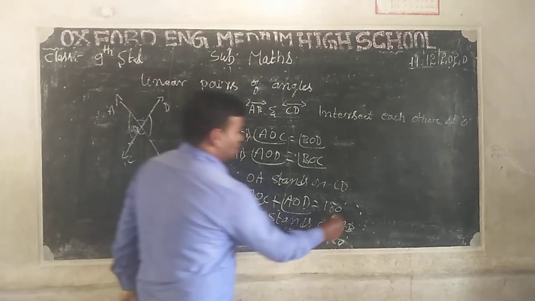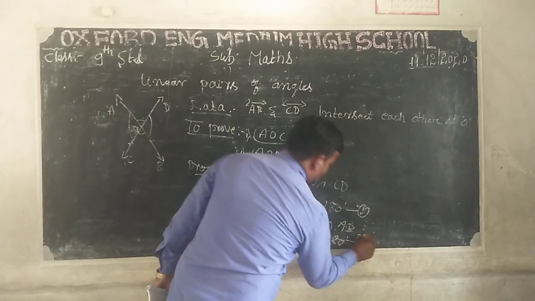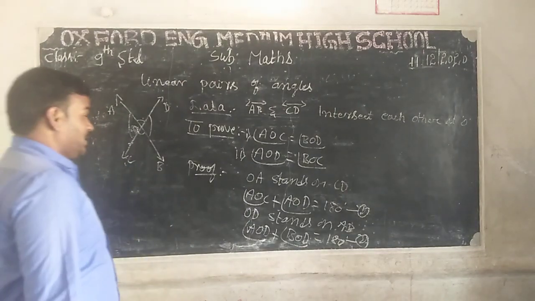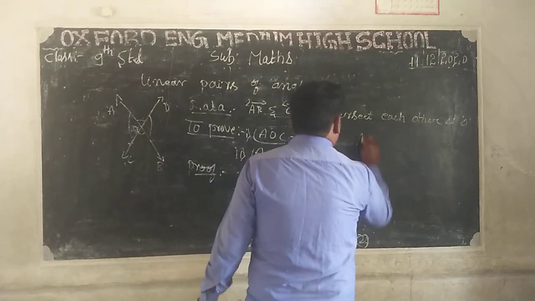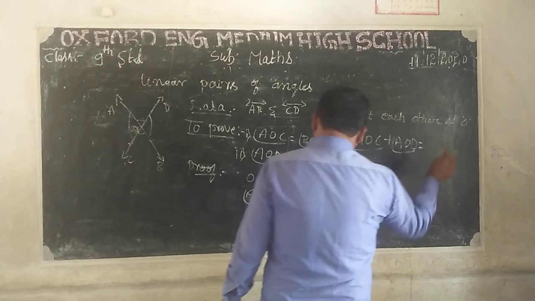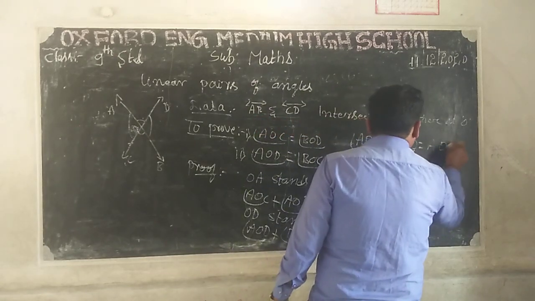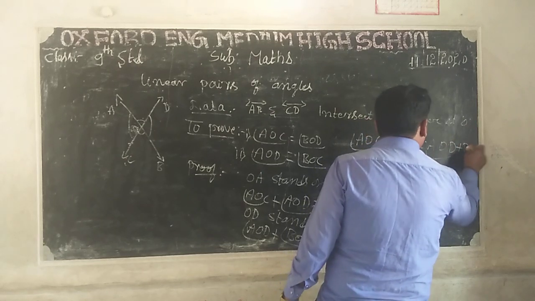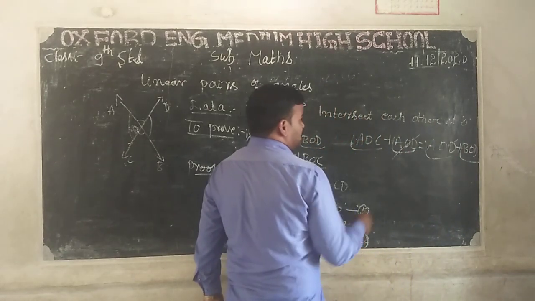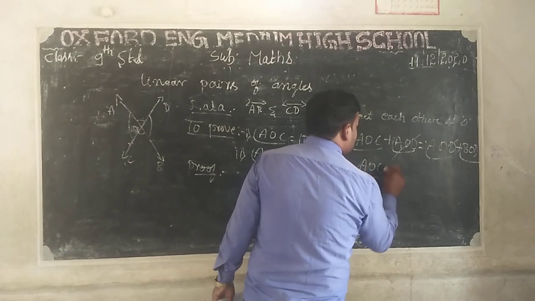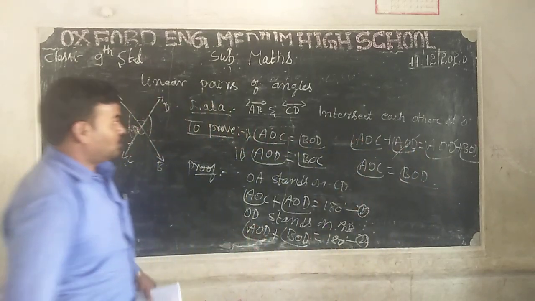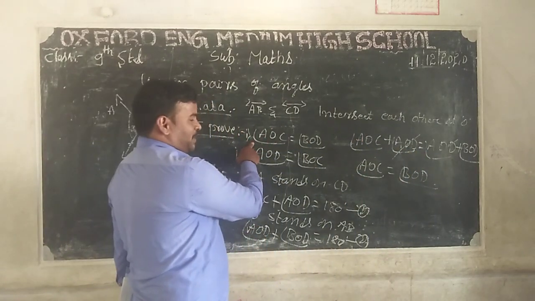Then from 1 and 2, what we get is basically that the opposite angles are equal. Means the sum of AOC plus AOD is equal to AOD plus BOD. See here, AOD and AOD cancel on the LHS and RHS, then what remains? AOC is equal to BOD. So here we have proved the first pair of angles.